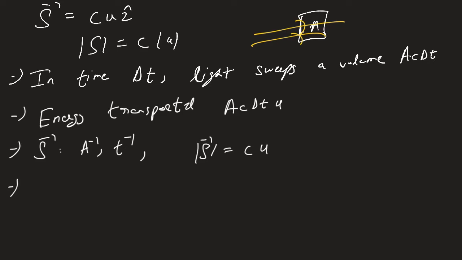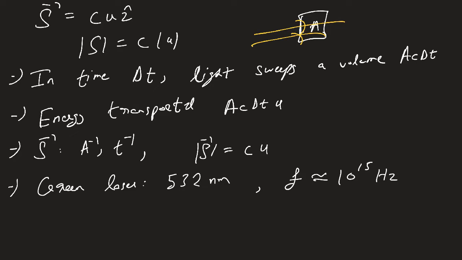Now, if that's okay, I basically want to make a conceptual point. Let's say you have a green laser. I mention a laser because a laser is typically a monochromatic light source. A green laser typically has a wavelength of 532 nanometers, which corresponds to a frequency of about 10 to the power 15 hertz. Now imagine this: you have a frequency of 10 to the power 15 hertz, so you have a time period of the order of 10 to the power minus 15 seconds.